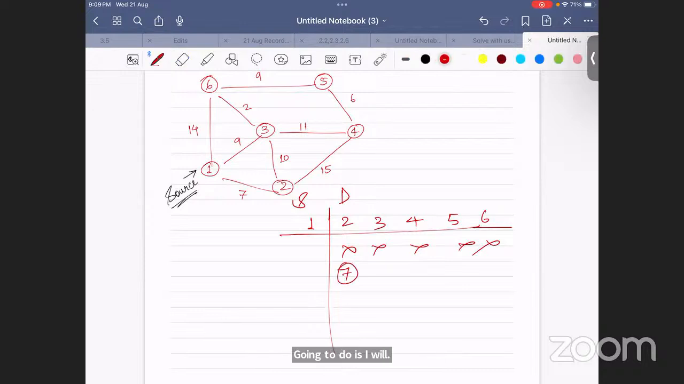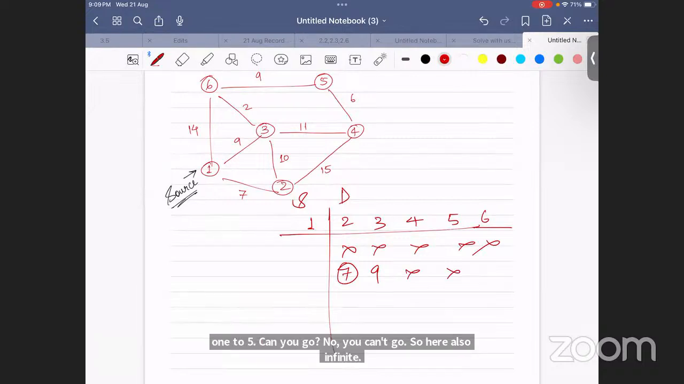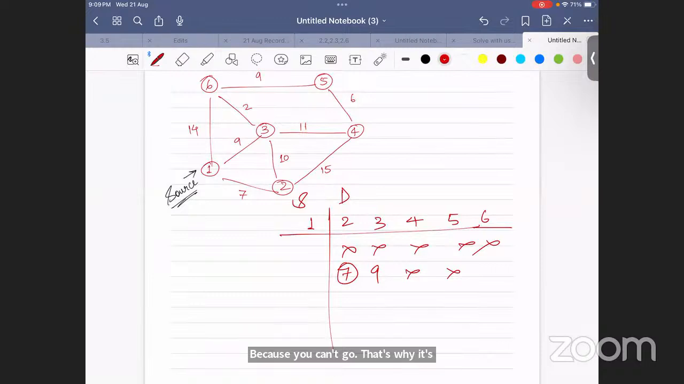And can you go from 1 to 9? Okay, 1 to 9 you can go with the weight 9. 1 to 4 you can't go. 1 to 5, can you go? No, you can't go. So here also it is infinite, because you can't go, that's why it's an infinite distance, as of now, in the first iteration.